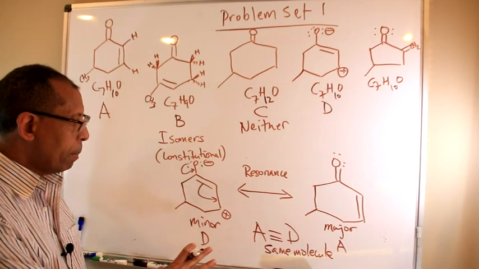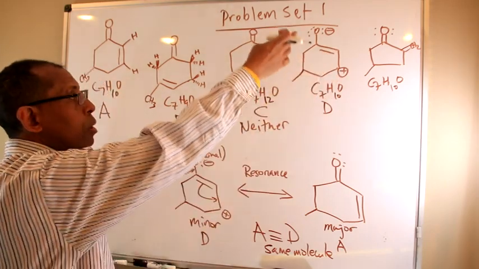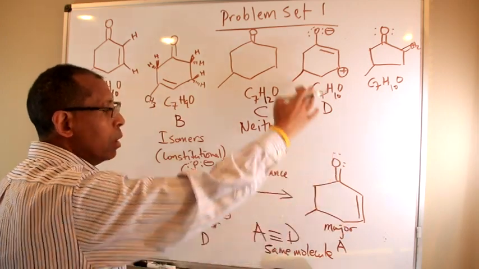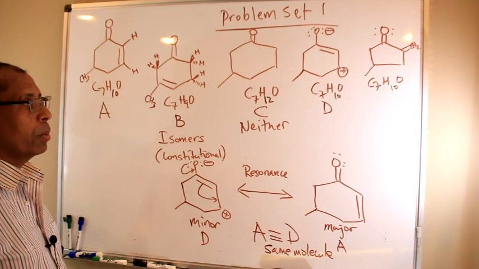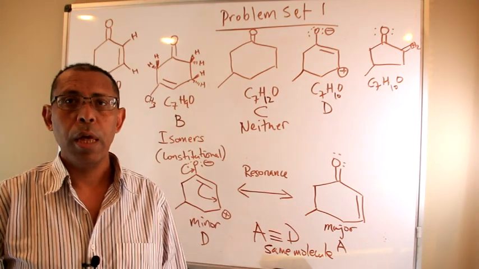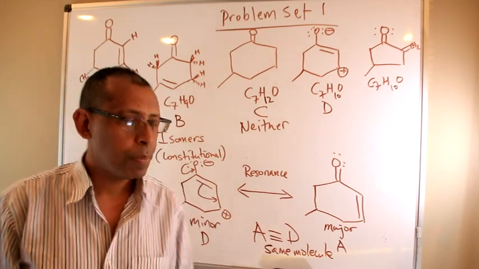They are the same compound, but just the way it is written here, if you push the electrons, you end up with this. So A and D are just resonance related, the same molecule. Resonance structures are the same molecule, but with different electronic distribution.